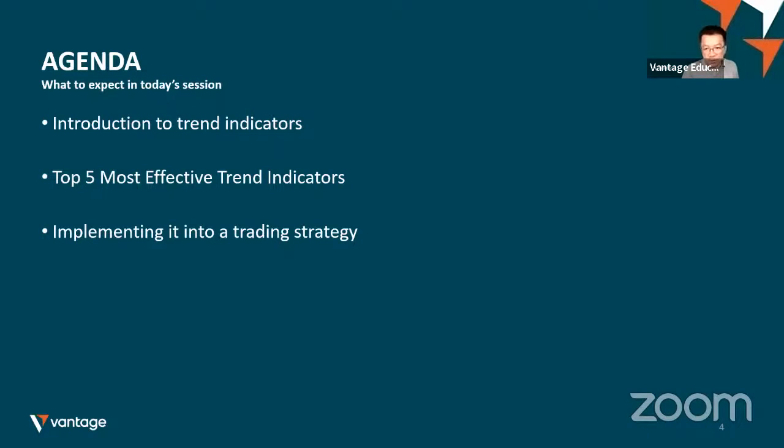We're going to do a quick introduction, and I'm going to list out the top 5 most effective trend indicators. Why is it effective? It tells you clearly where it's heading and potentially where it could go with that trend. And then it's not just enough to know what the indicators are, how it looks like, how you could use it.